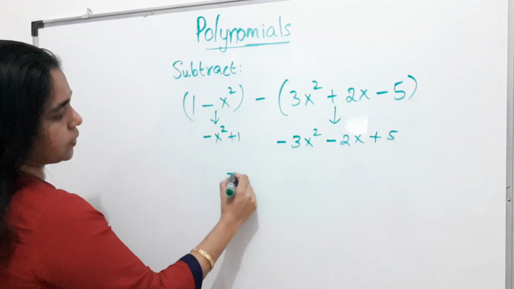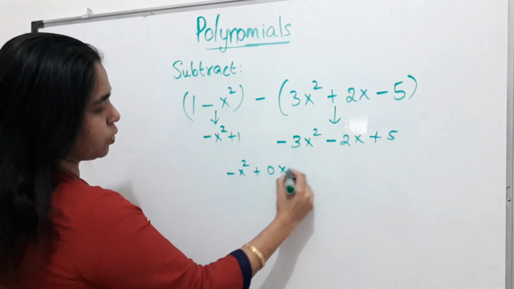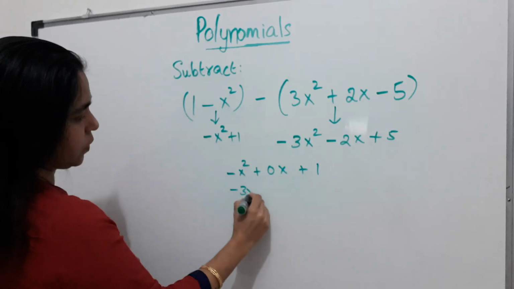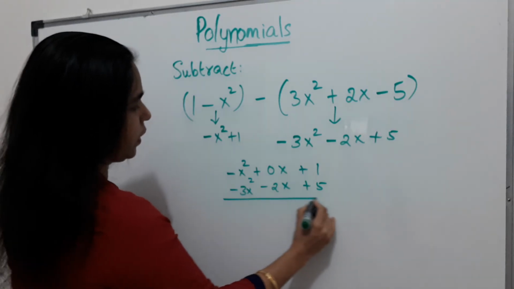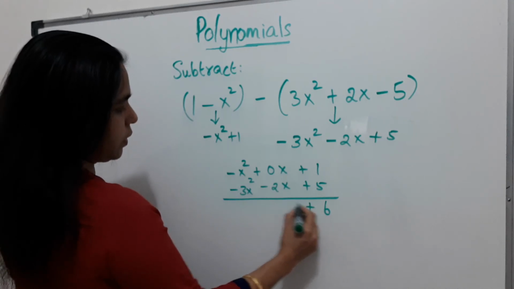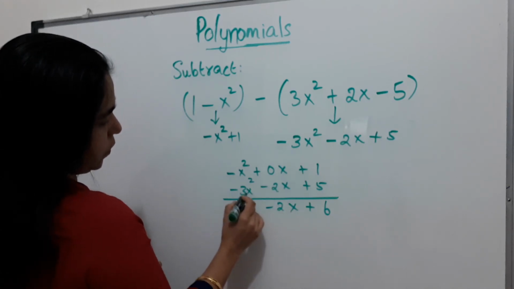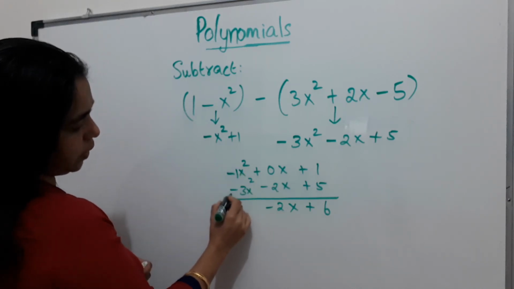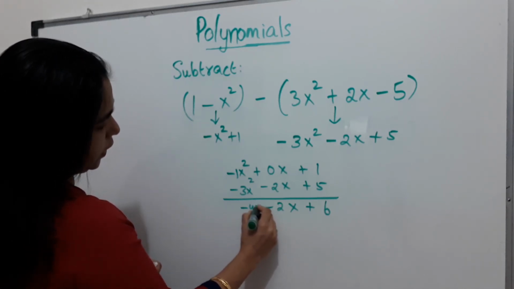So minus x squared, and here there is no x term, so you can write this as 0x, plus 1, and here minus 3x squared minus 2x plus 5. Now you can add this. 1 plus 5 is 6, and here plus 0 minus 2 will be negative 2x, and minus and minus, you have to add and put the negative sign. So this is minus 1 and this is minus 3, so minus 1 minus 3 is negative 4x squared.